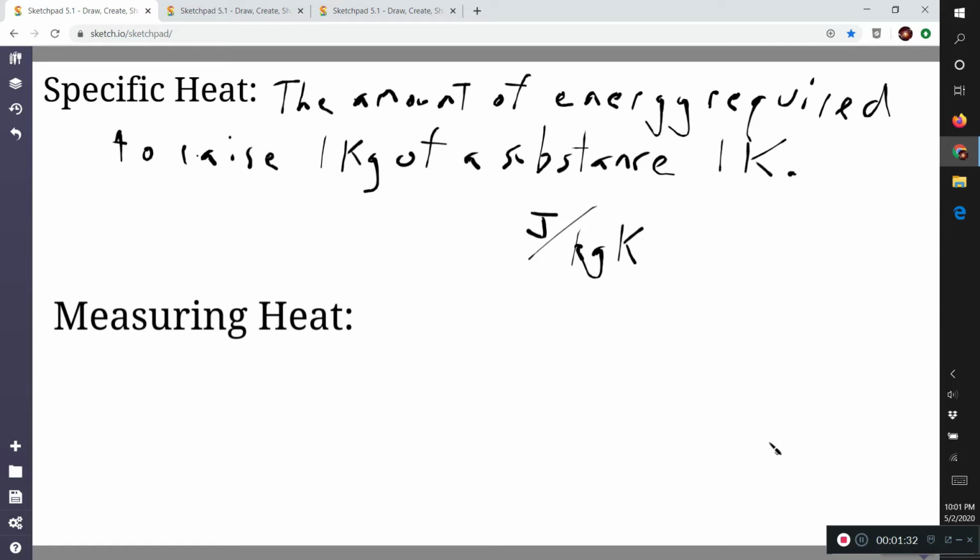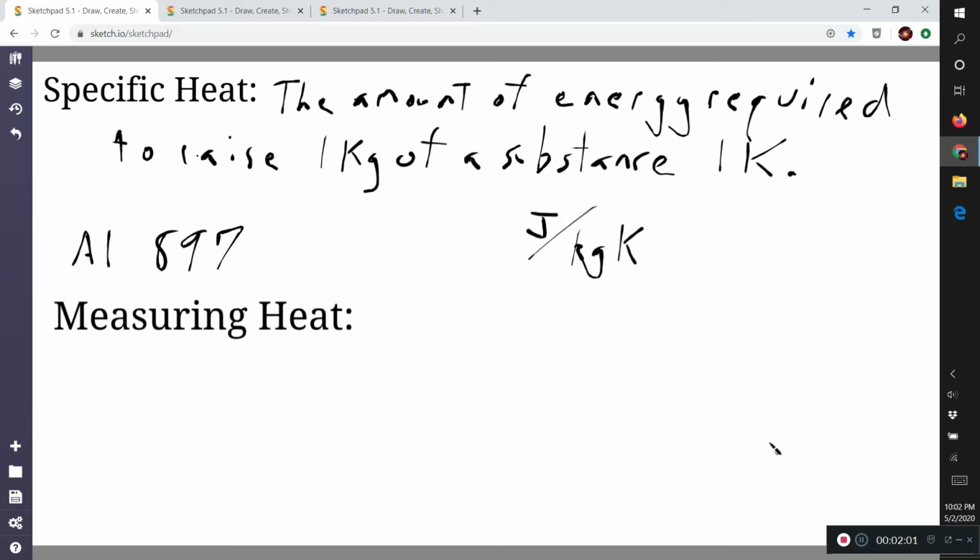Every substance has its own specific heat based on the composition of its particles and their properties. For instance, aluminum has a specific heat of 897 joules per kilogram Kelvin, which means it would take 897 joules of heat to raise 1 kilogram of aluminum 1 degree Celsius or 1 Kelvin in temperature.